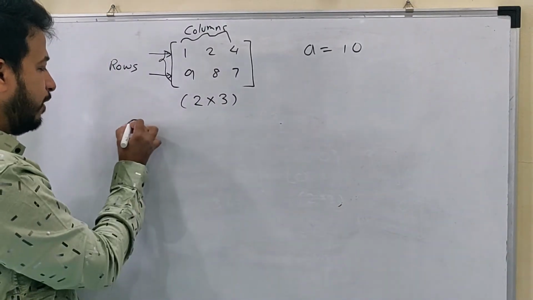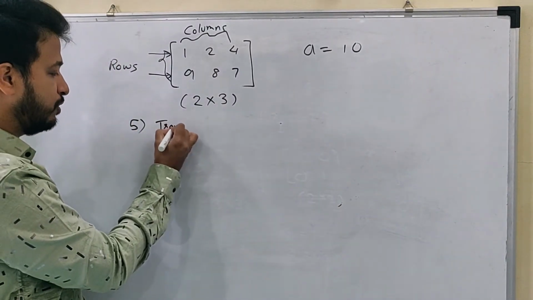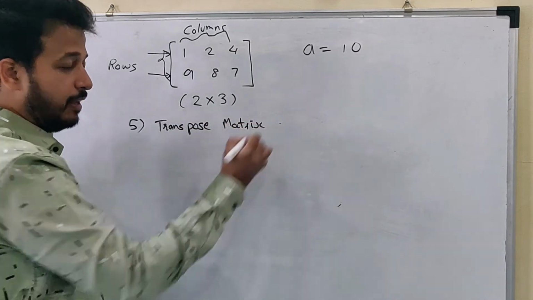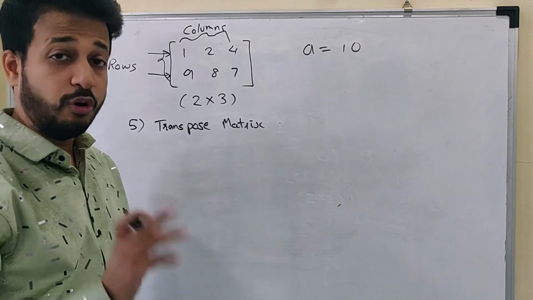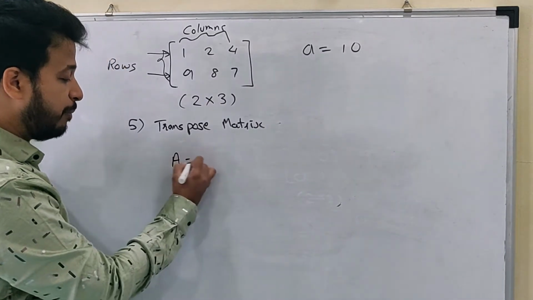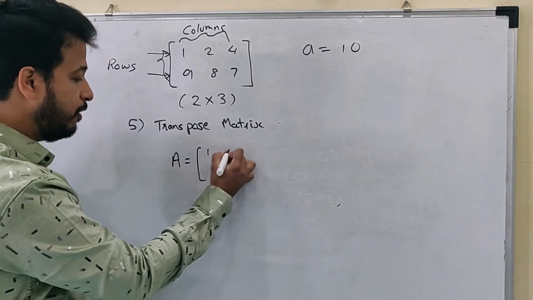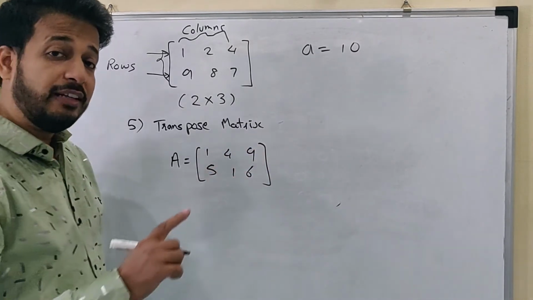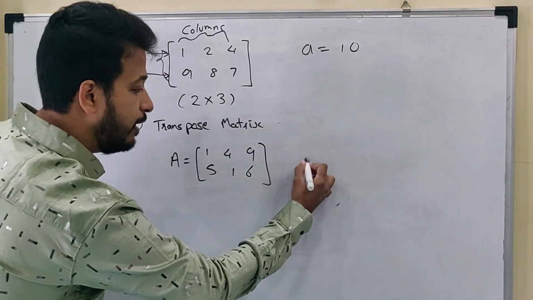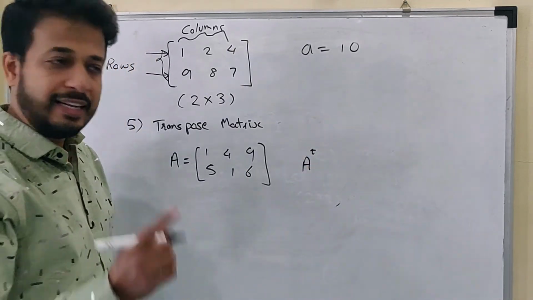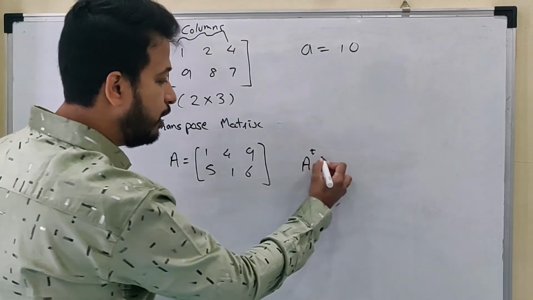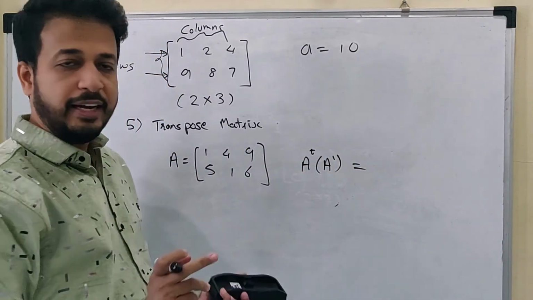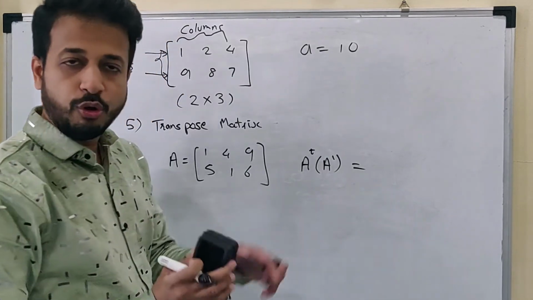The next thing we have is called transpose. Now this is very interesting. What is a transpose? Suppose I have a matrix A written as 1 4 9, 5 1 6, and I want to find the transpose of A, which is written as A T. It can be written as A T or it can also be written as A dash. Any one you can choose, depends on the books.